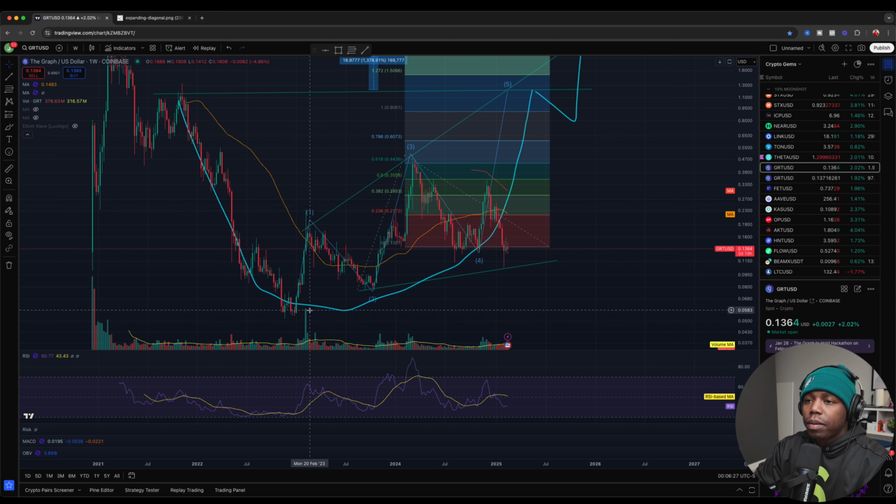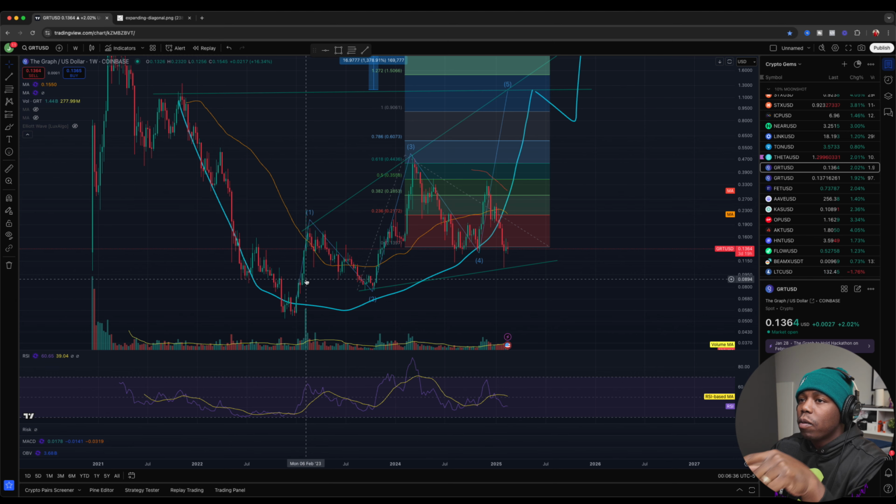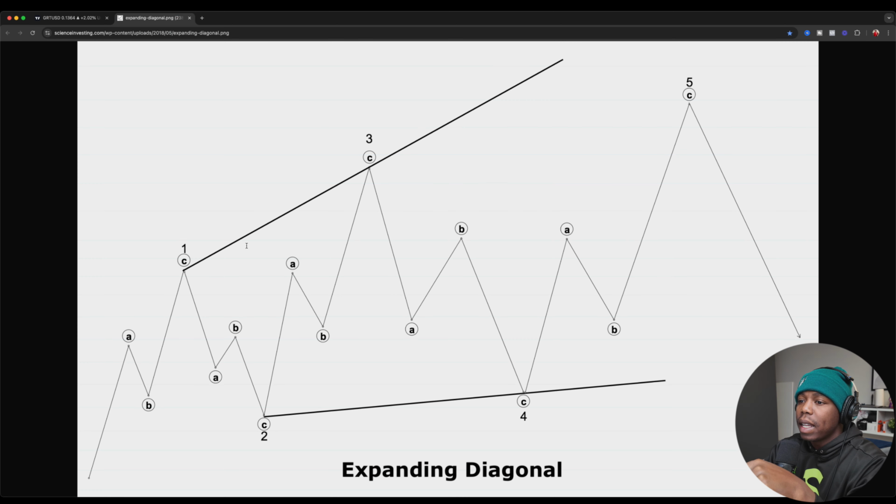Let's jump right in. So on the chart, I'm looking at a weekly time frame for the graph on a logarithmic scale. And as you can see, I've already got some drawings here on the graph for this crypto. And right away, I'll point out the main pattern that I see, which is the expanding diagonal.